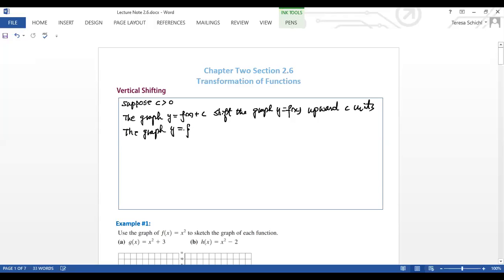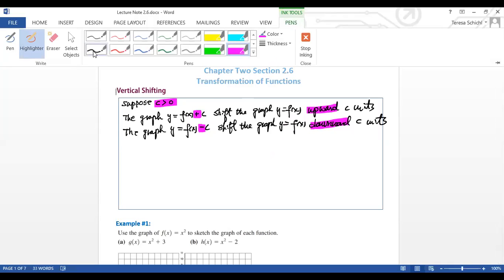The same here: the graph y equals f of x minus c shifts the graph y equals f of x downward c units. So here is the key thing: if it's a minus, you shift downward. If it's a plus, you shift upward. Of course, here we assume c is greater than 0. Because it's f of x plus c, that's why it's the vertical shift.